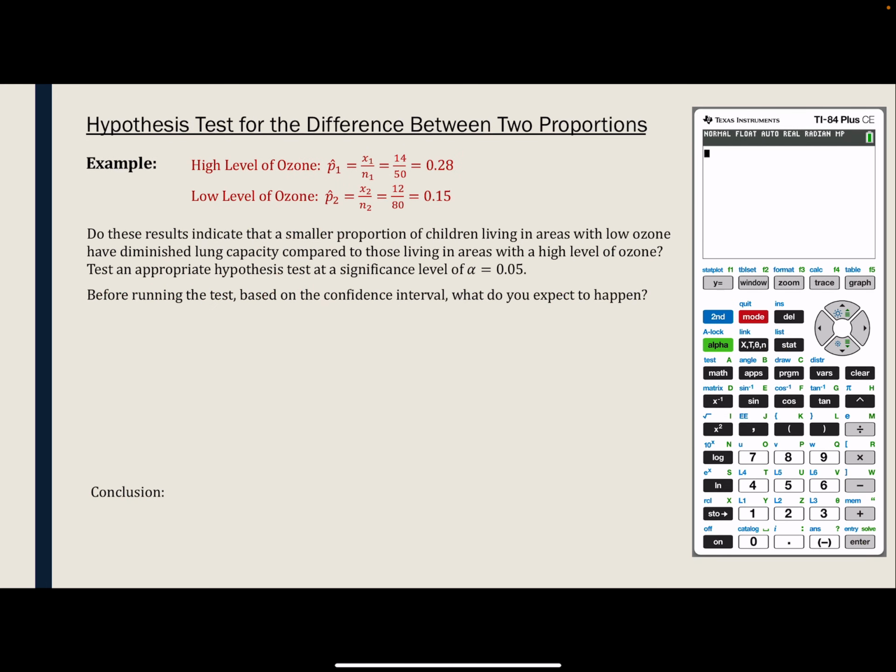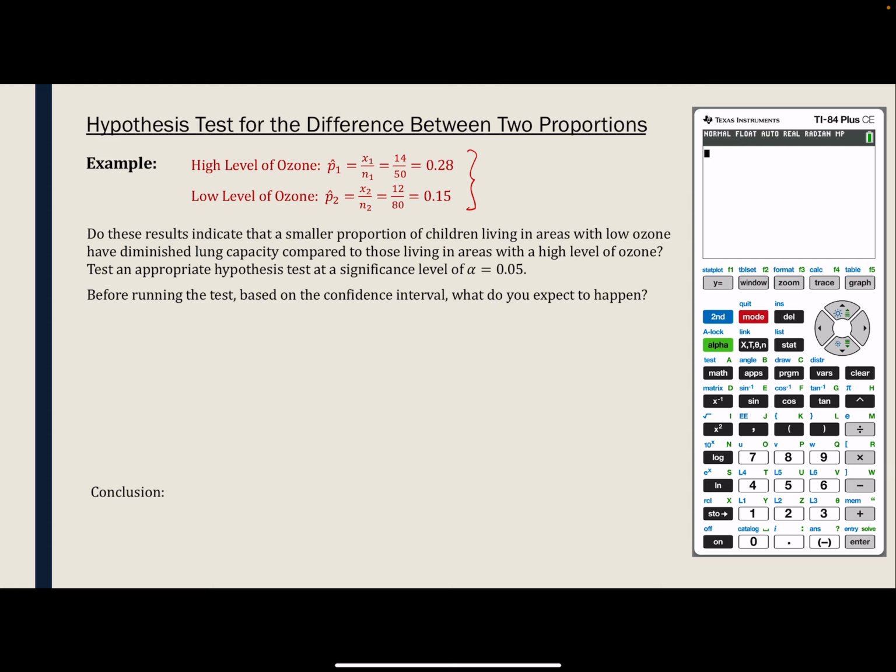So the other thing that we can do with this is find a hypothesis test, and we're going to use the same scenario. So I have the same information here, but I switched up the wording because I want you to see how important it is to think about your symbol for the alternative hypothesis.